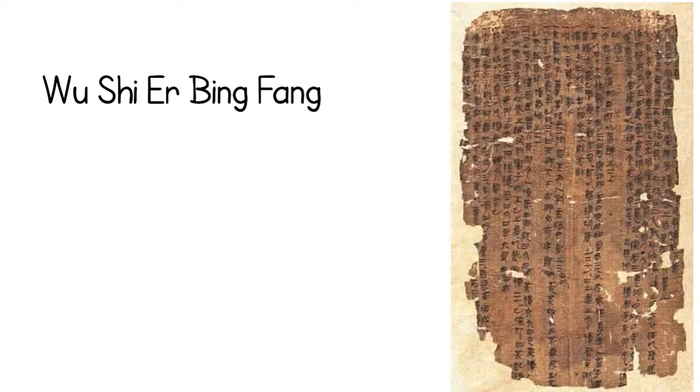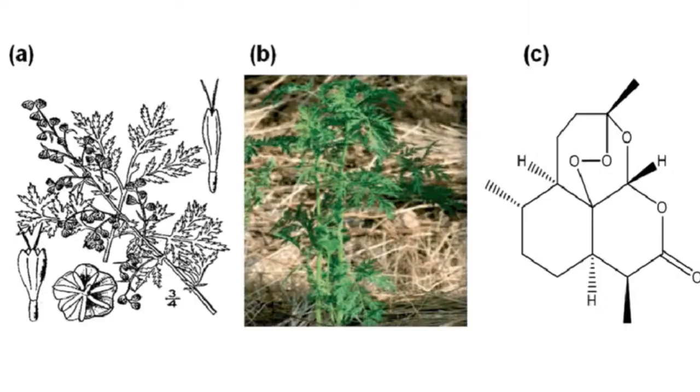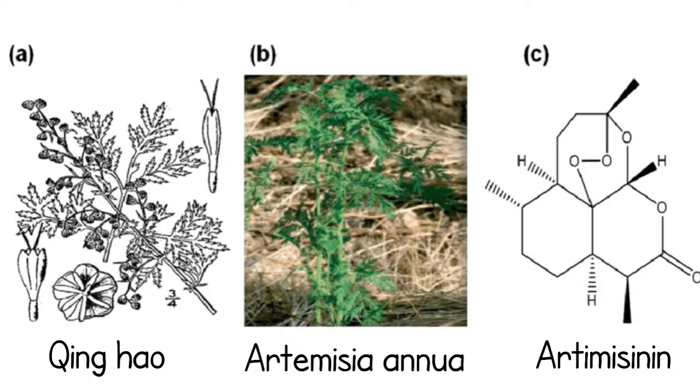They were also written on the same sheet as 五十二病方, Recipes for 52 Ailments. Interestingly, the recipes for 52 ailments first mention qinghao, or wormwood, from which artemisinin was isolated, from Artemisia annua, to treat malaria in modern days.